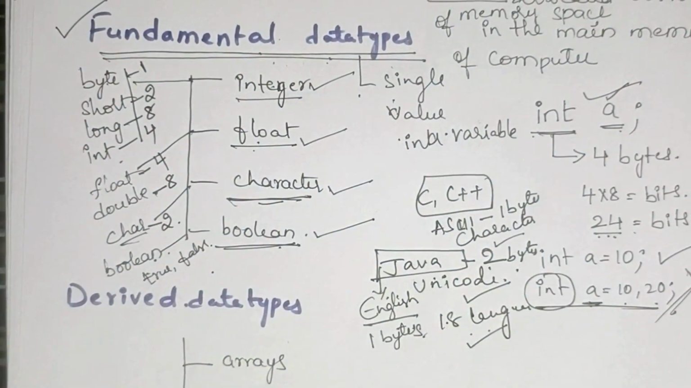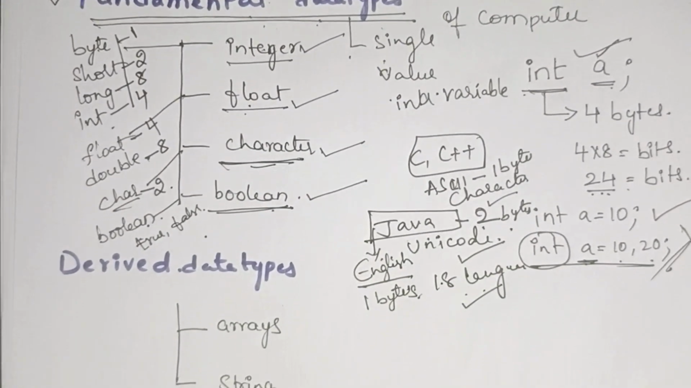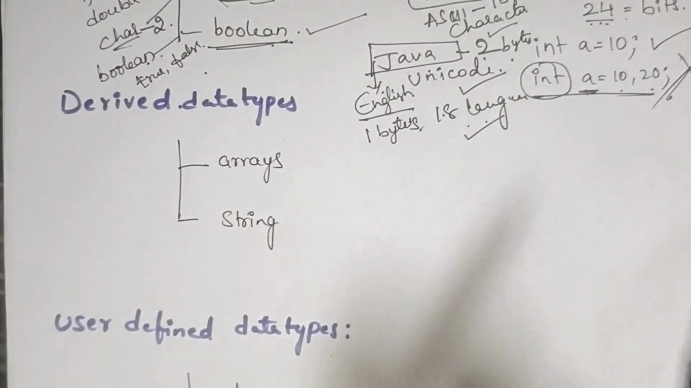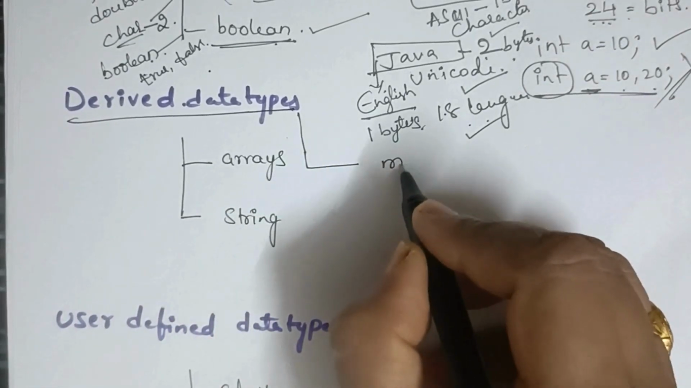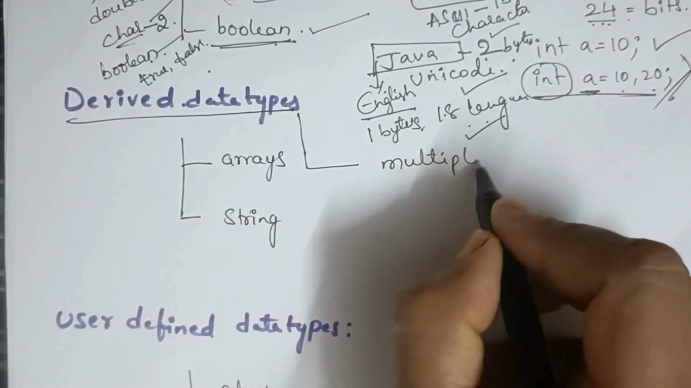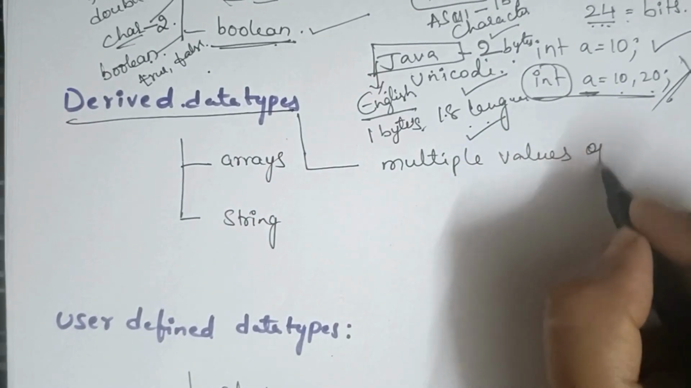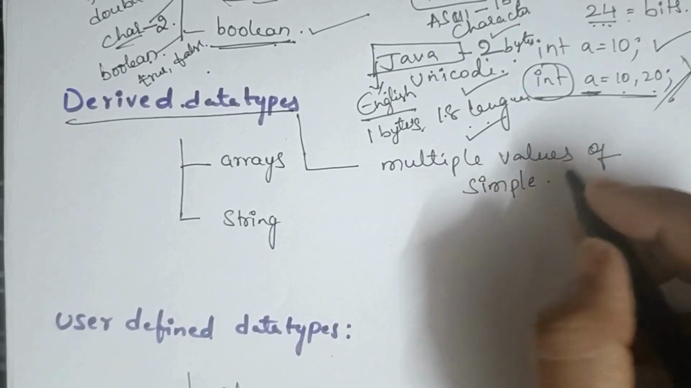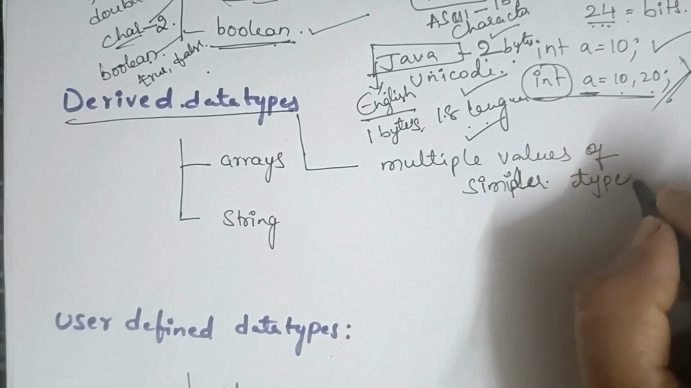And when I want to store more than one value in a single variable, at that time we'll go for the derived data types. So the derived data types can hold multiple values of similar type. That means the array can store similar type of values.